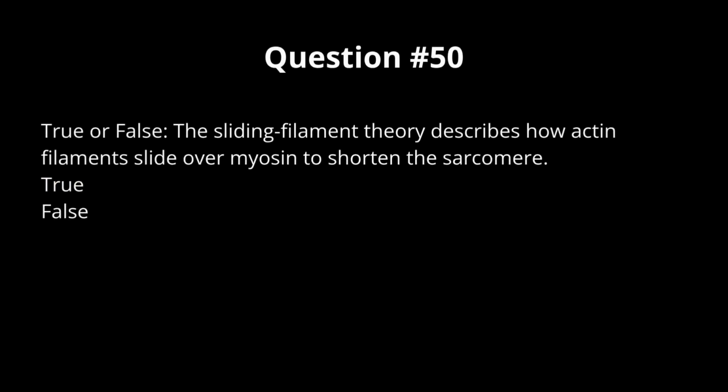Question number 50. True or false? The sliding filament theory describes how actin filaments slide over myosin to shorten the sarcomere. The correct answer is true. The sliding filament theory explains that actin filaments move inward over myosin, resulting in sarcomere shortening and force production.